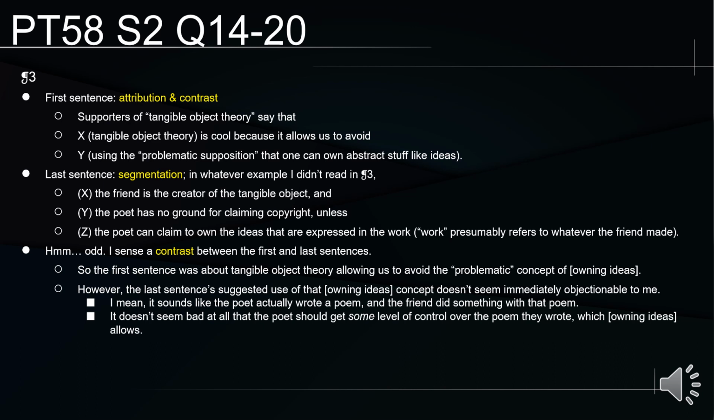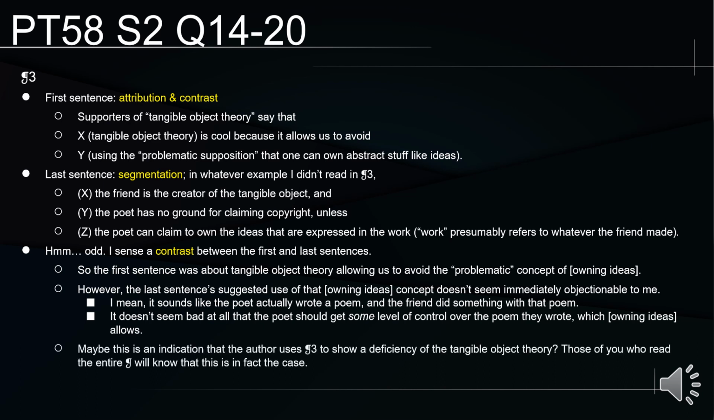It doesn't seem bad to me at all that the poet should have some level of control over the poem they wrote, which owning ideas apparently allows. So maybe this is an indication to me that the author uses paragraph 3 to show a deficiency of the tangible object theory. And those of you who read the entire paragraph will know that this is in fact the case. But yeah, this is perhaps a little bit more subtle than the slide might give it credit for, but this again kind of relates to something else that I've been talking about, which is your feelings.